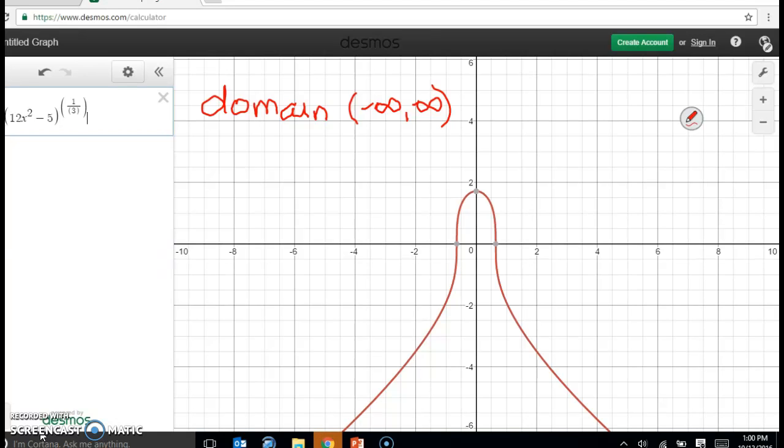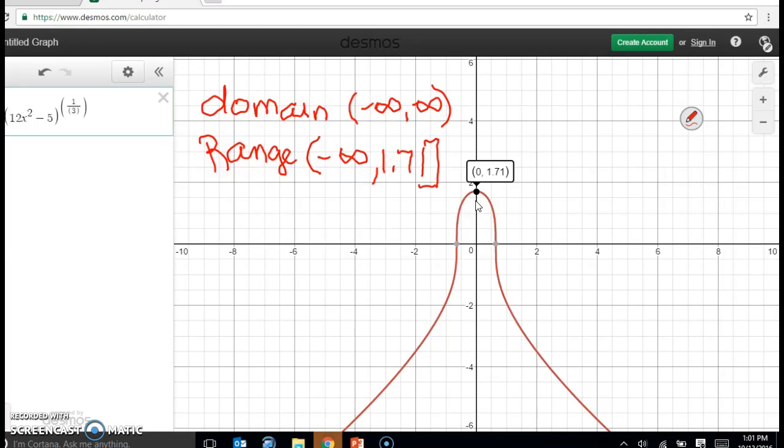All right, and then what about our range? Negative infinity to 1.8. All right, so we're going from negative infinity up to this point, which is 1.71. Now, for that 1.71, do I do a parenthesis or a bracket? Can it be that point? It can. So parenthesis or bracket? Oh, it's a bracket. Bracket, good.